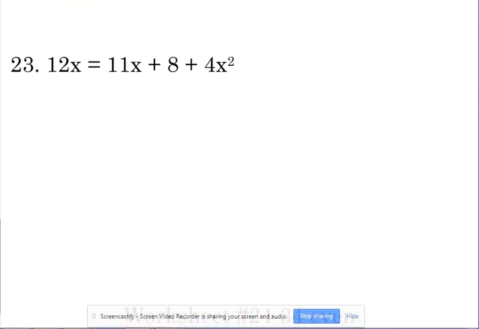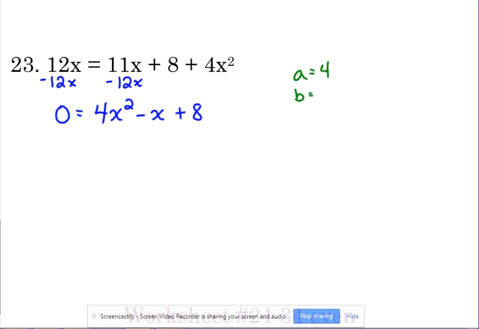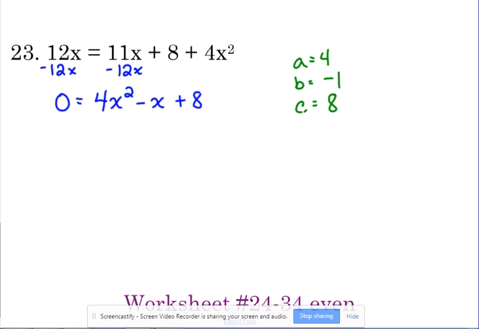Okay, number 23. 12x equals 11x plus 8 plus 4x squared. We need to move the 12x, so we subtract it from both sides. So 0 is equal to, put it in standard form, positive 4x squared minus x plus 8. So a is 4, b is what? Negative 1. Okay, be careful with that. Those tend to throw people for a little bit of a loop. Okay, b is negative 1.